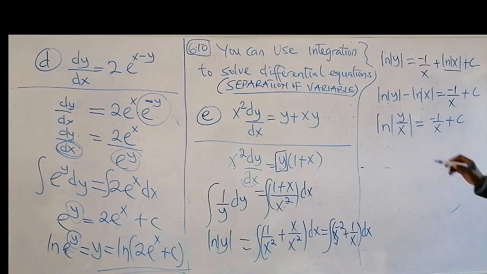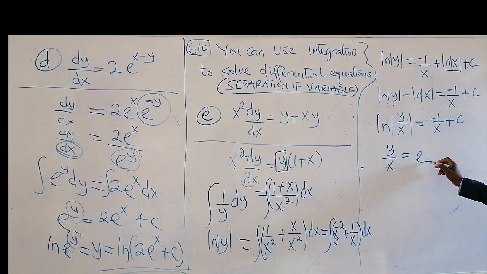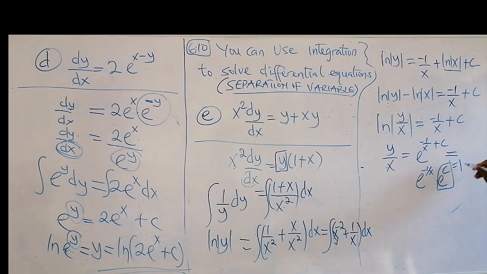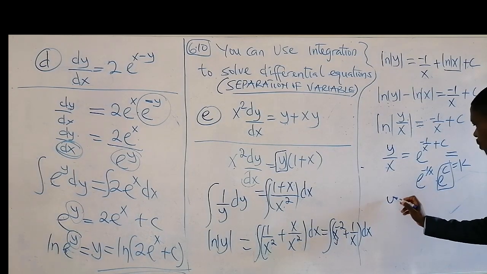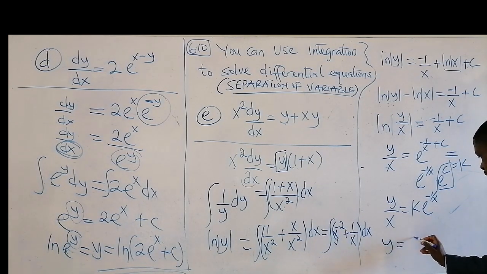Then this will now become y over x equal to exponential to the power minus 1 over x plus c. Don't forget, this means e^(-1/x) times exponential to the power c. And this one is equal to, you can give it any letter, you can call it k, you can call it a. The choice is yours. So we now have y over x equals k exponential minus 1 over x. So y will be equal to k times x exponential to the power minus 1 over x. And that finishes that question.